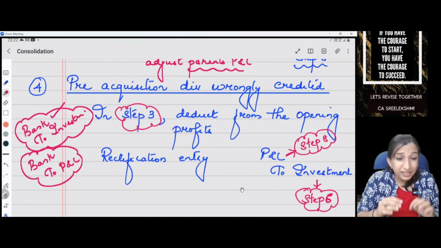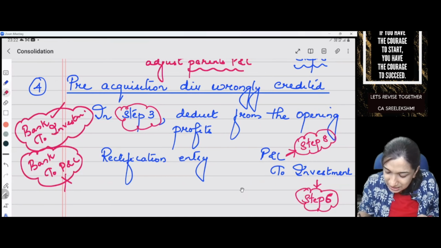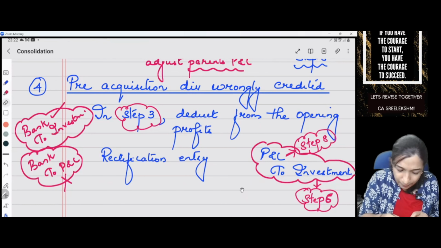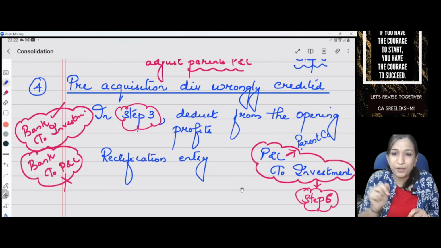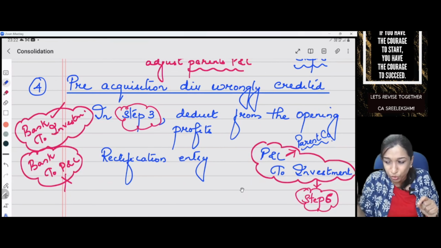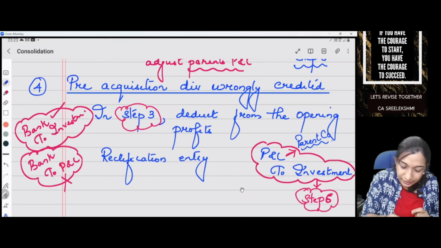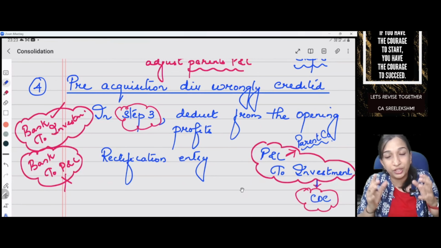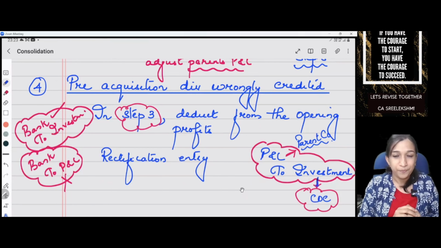So this is the original or correct entry. The question says the holding company has credited the dividend to P&L. So you need to pass a rectification entry: P&L debit. Which P&L? Parent company's P&L, because the parent company credited it to P&L. So the parent company's P&L is to be debited. In consolidation of reserves, the parent company's P&L is to be deducted. And while calculating cost of control, goodwill or capital reserve, deduct this pre-acquisition dividend.